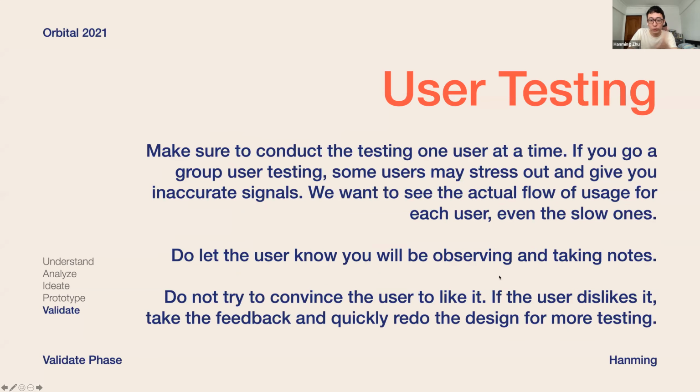So make sure to do one user at a time. Don't have a group session, because once some users say I'm done, the other users think, oh my god, am I dumb or am I slow? Then they start getting stressed out, and whatever they do is no longer accurate. You get very inaccurate signals. They look very stressed, but actually it's not because they are stressed out from the app. It's stressed out from the people around them. So don't do them as a group. Do them one by one, and you want to see the actual usage, even if they're slow.